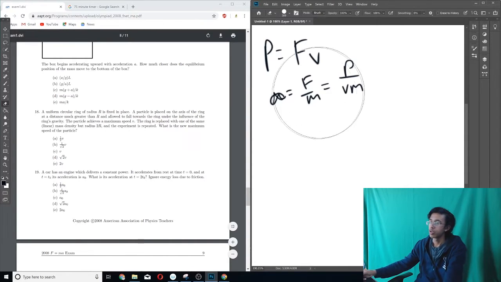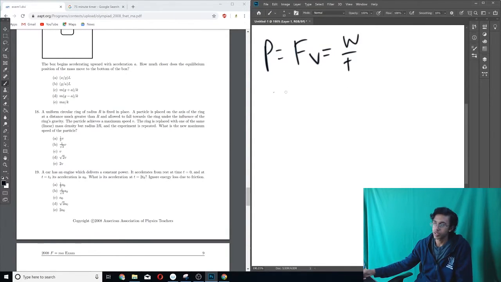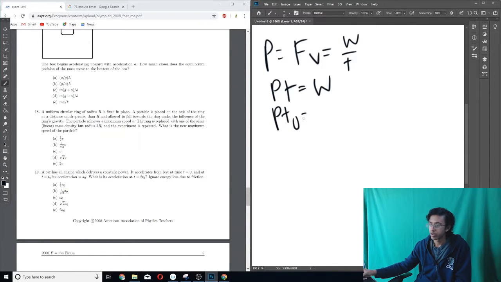So basically, another thing you could say about power is that it's equal to work over time. So if this is constant, that means that the work done is just equal to power times t. And work is just a change in kinetic energy. So that means that P t0 is equal to 1/2 m v0 squared. But we can still use our other equation, a equals F over m is equal to P over vm. So let's keep that in mind.